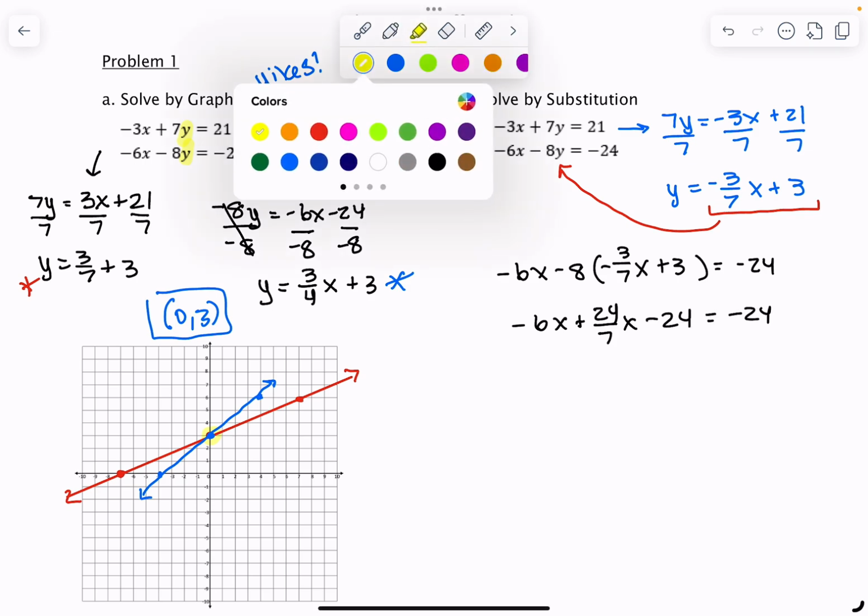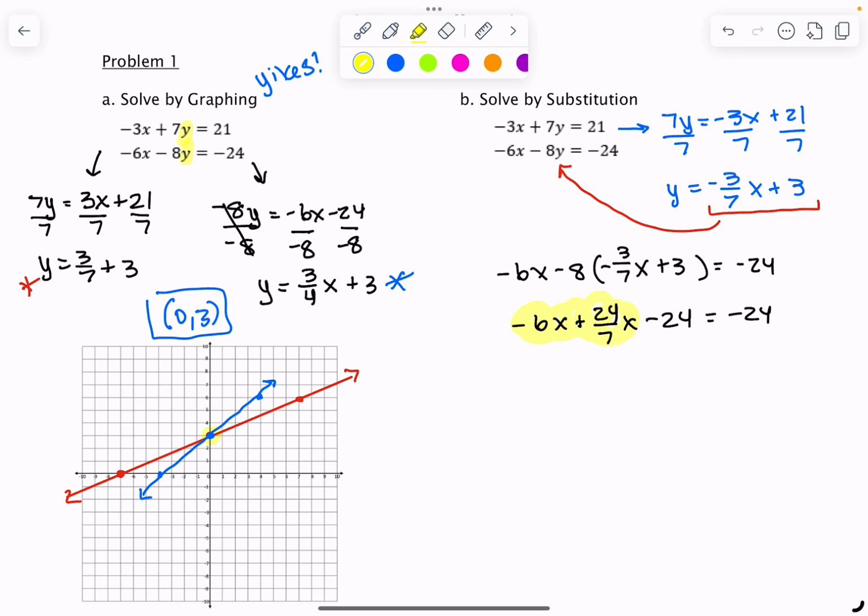I'm going to add these two like terms together, and when I do that, I end up getting negative 18 over 7x equals, if I add the 24 to both sides, those cancel and I get 0. Well, anything times 0 is 0. If you have negative 18/7 times 0, you're going to get x equals 0. Which makes sense because that is the same answer I got when I graphed.